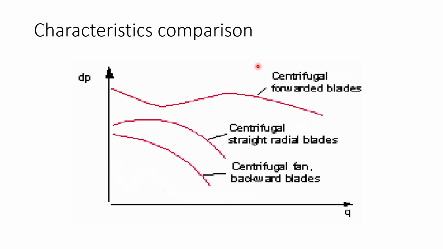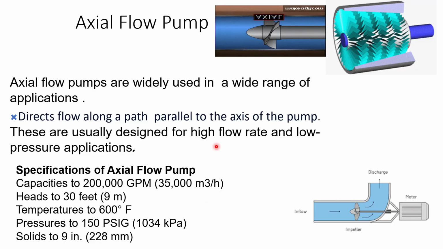Now, in this slide, we have compared the characteristic curves of forward curve, straight and backward curve blades. In a forward curve blade, we will see that the head is not fluctuating much when we are increasing the flow, whereas in a backward curve, when we increase the flow, the head drops very sharply. The pump is normally designed for full capacity at a low pressure, and the straight curve is in between the two for the straight radial blade.